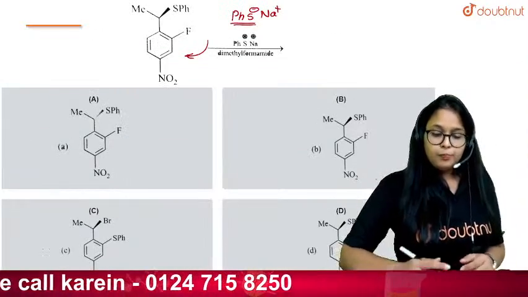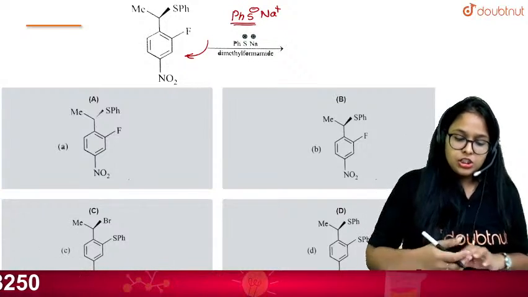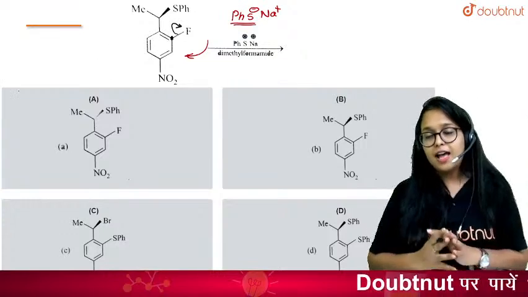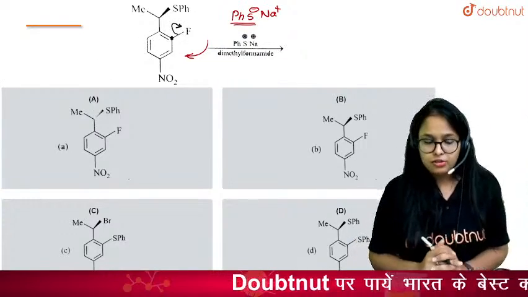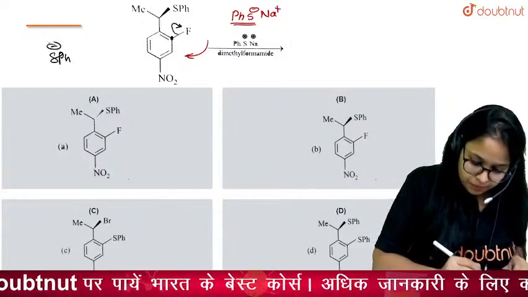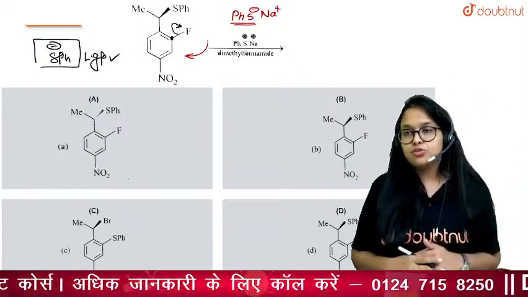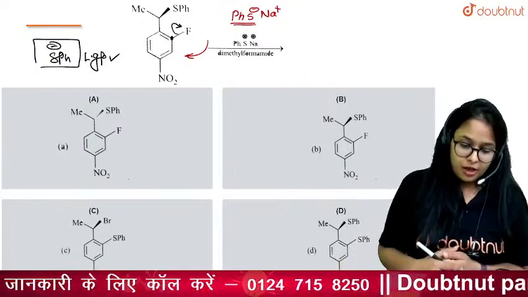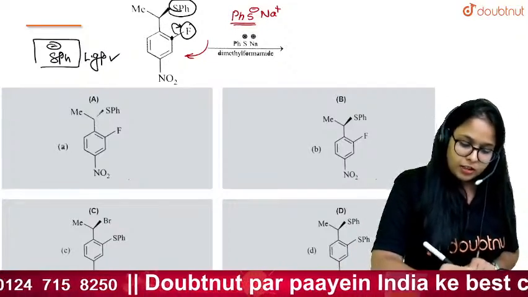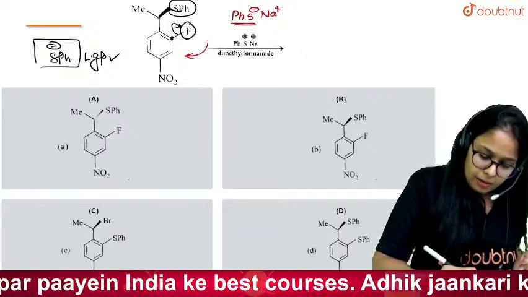Okay, so the next question is you have to show the reaction. Since you know that F minus is a halogen atom, it can show substitution reaction. You should also remember that SPh minus acts as a leaving group. It also can show nucleophilic substitution reaction. Now we have two leaving groups. One is fluoride, another one is SPh. SPh here is at the wedge position.